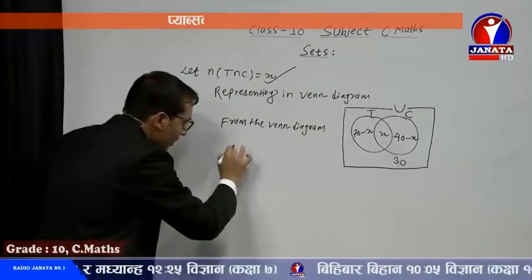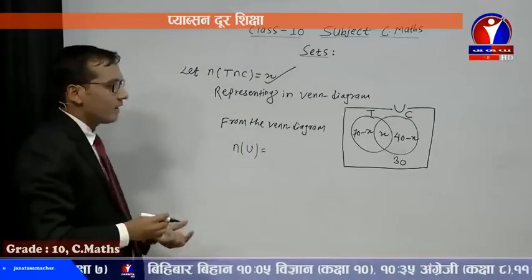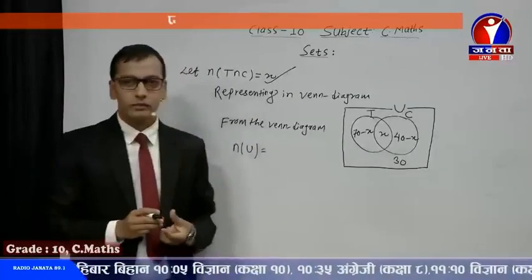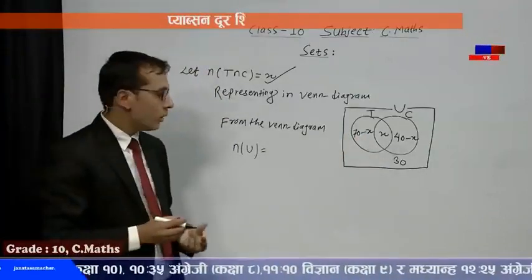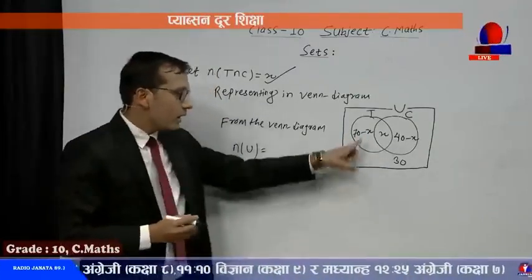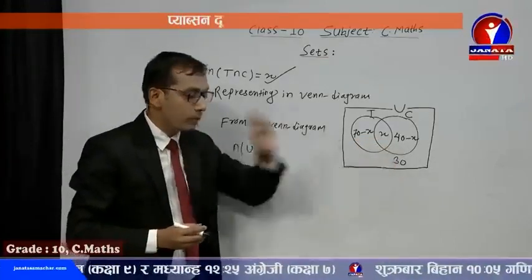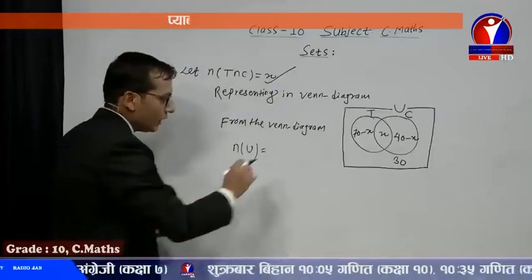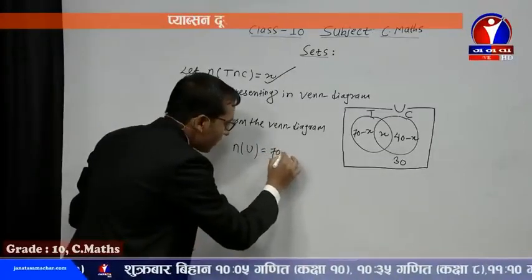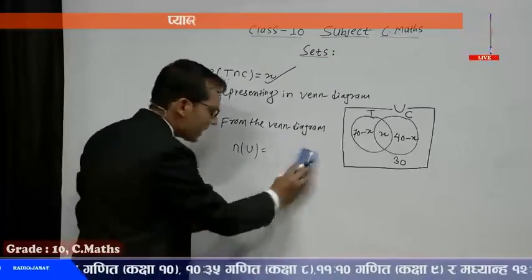From the Venn diagram, what is n of U? There are two ways. Directly we can add all these numbers and find X, or we can write the short formula: n only T plus intersection plus n only C plus complement. But here I am writing directly. So what is n only T? 70 minus X. Or if you want to write the formula, yes, we can.